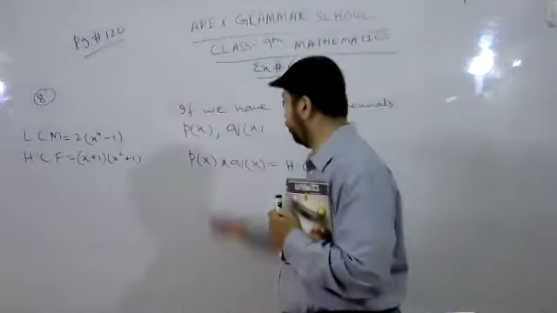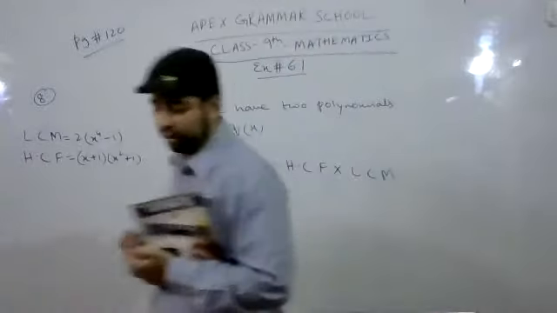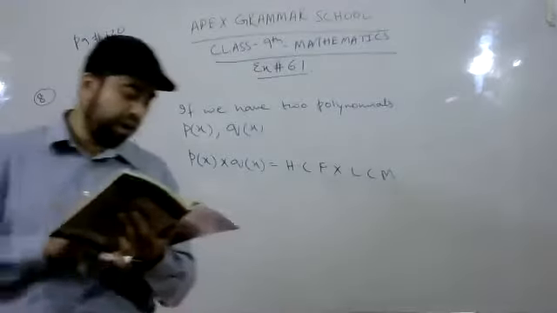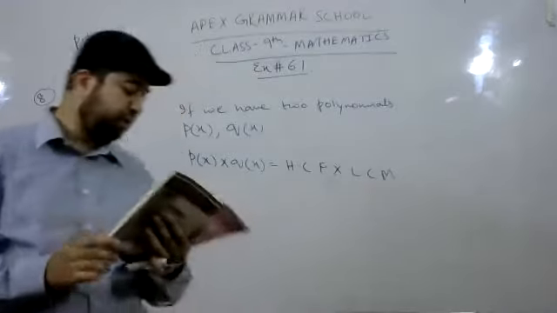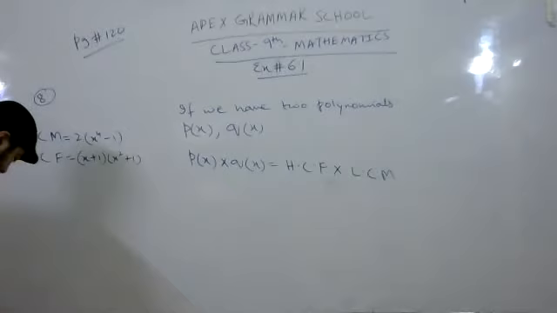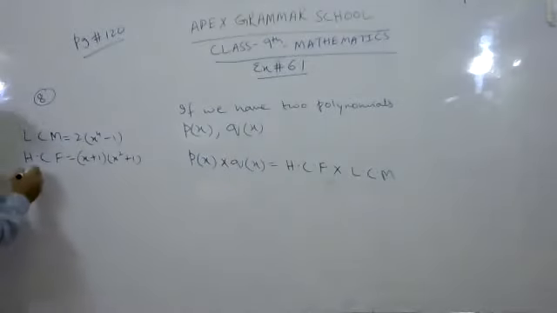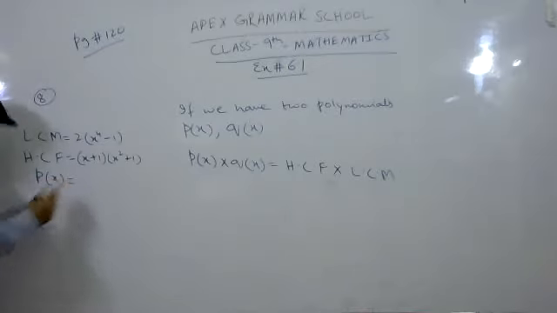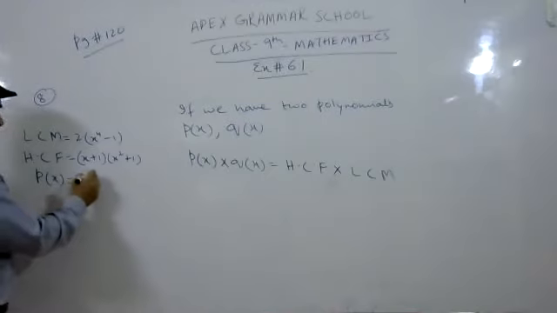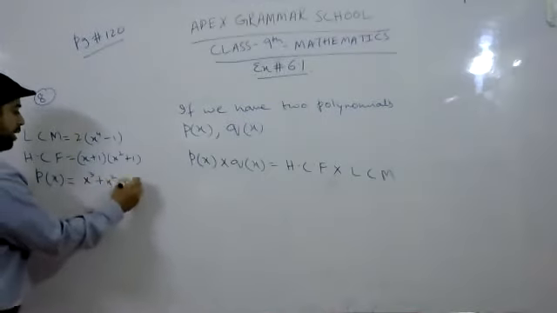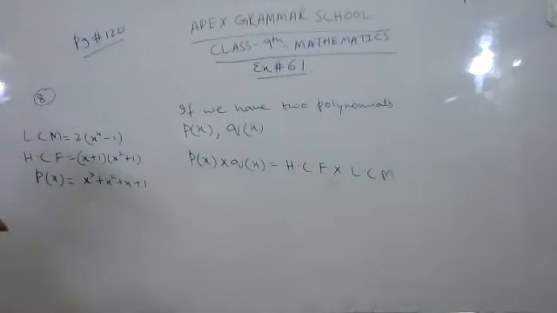Now we need to find P of x and what is Q of x. So further, if P of x here is x cube plus x square plus x plus 1. This is P of x. Then find Q of x.